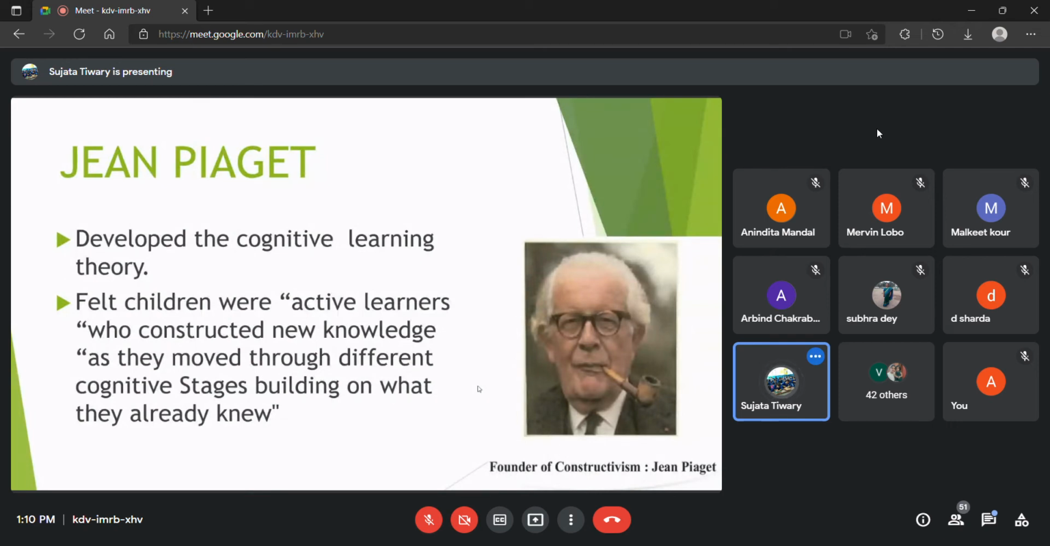He felt children were active learners who constructed new knowledge as they moved through different cognitive stages, building on what they already knew. That is, the foundation of the previous knowledge. They build the knowledge.